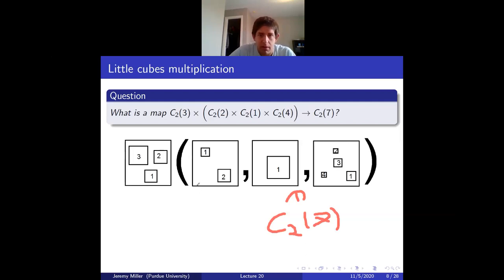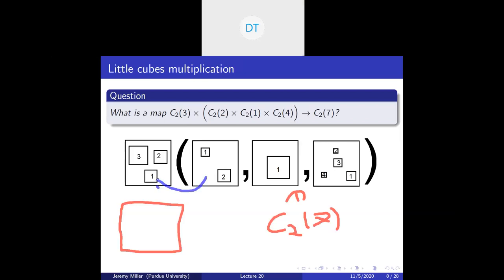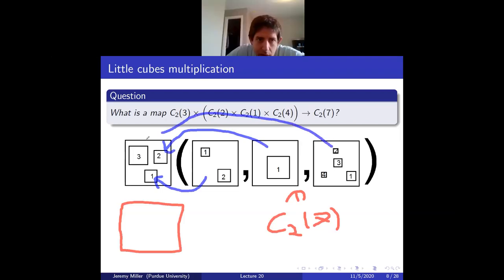Any guesses, by people who haven't seen this before, of how to take all these pictures and produce a picture of 7 cubes in a cube? The hint is, if you count, 1, 2, 3, 4, 5, 6, 7. Well, maybe take the first one in the tuple and stick it inside the 1 cube. The second one inside the 2 cube, and so on, and then forget about the intermediate cubes, and then you relabel so that it's 1, 2, 3, 4, 5, 6, 7. Yeah, that's exactly it.